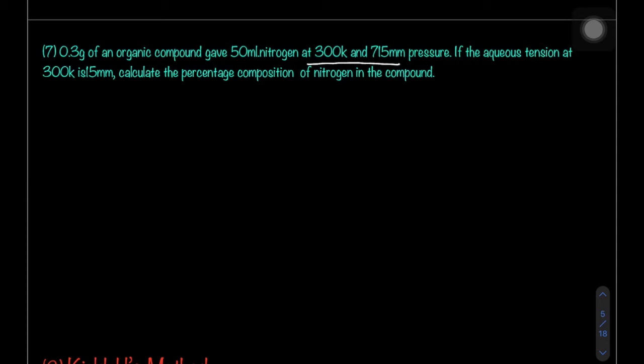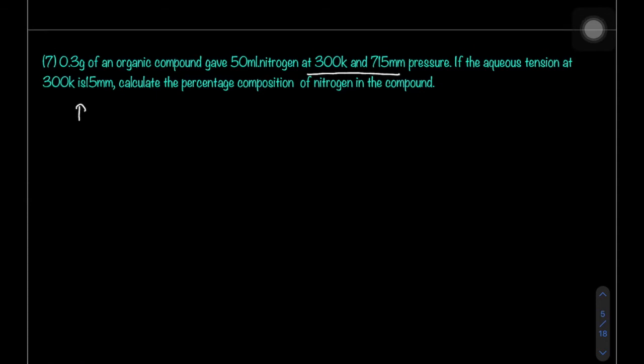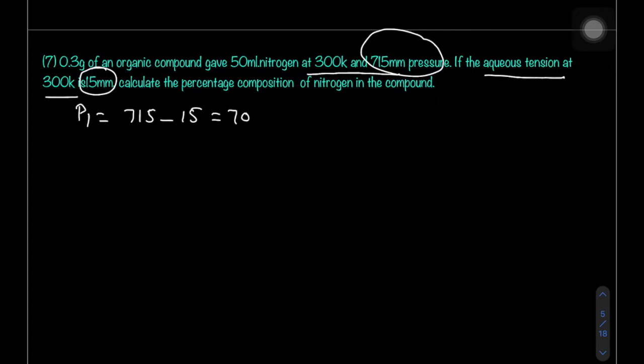Pressure 1 atmosphere and temperature will be 273 Kelvin. Now remember, pressure P1 is equal to, what is the pressure of the gas? 715. Remember, in the question aqueous tension is also mentioned. That means the gas will be moist gas. So total pressure 715 minus aqueous tension, which is 15 mm. Okay, so the final pressure of the dry gas will be 700 mm.